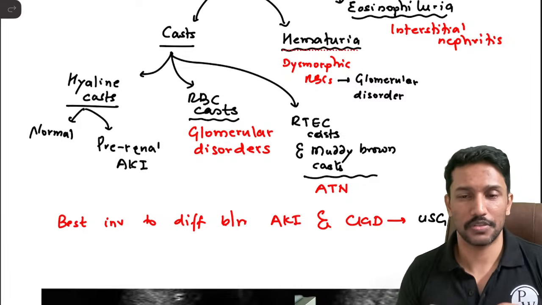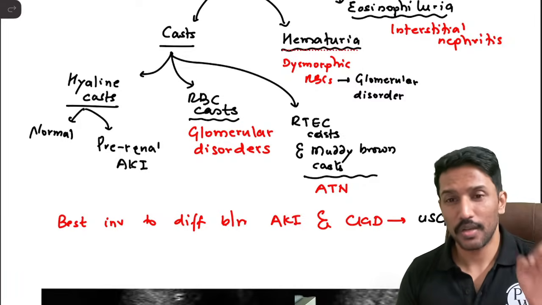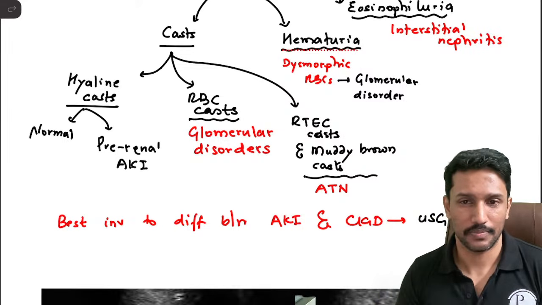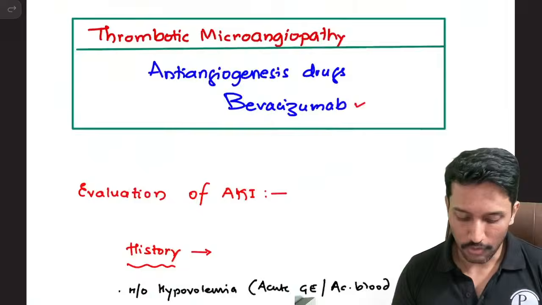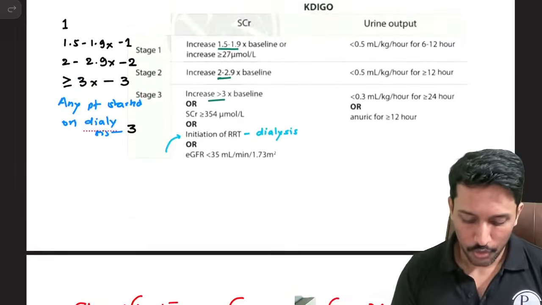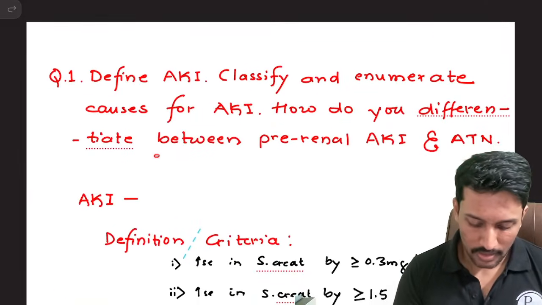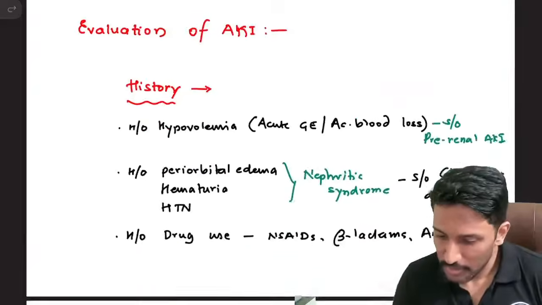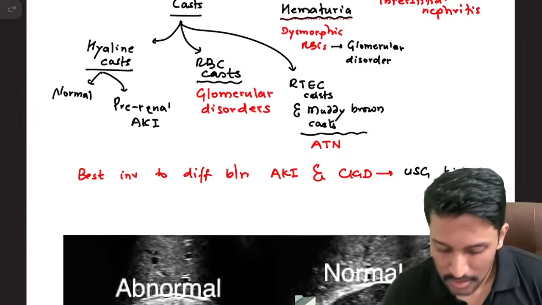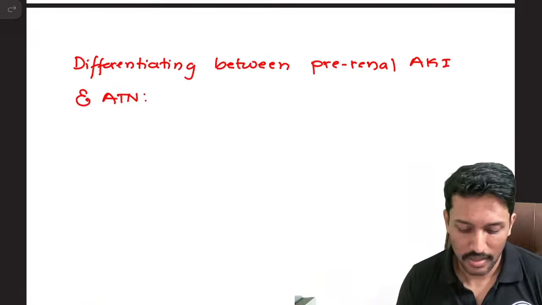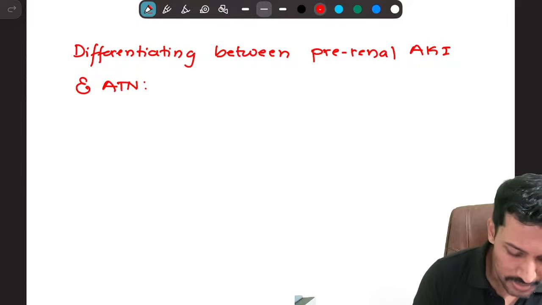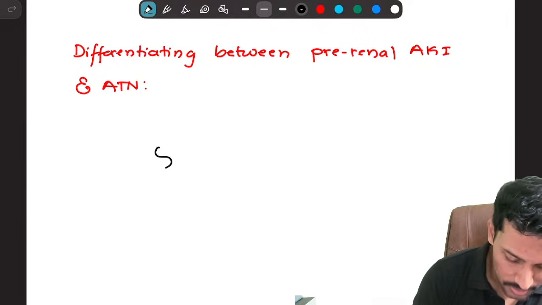So then how will I differentiate whether this patient has prerenal AKI or ATN, or it is prerenal AKI which has led to ATN? Many universities have often asked this question: how do you differentiate between prerenal AKI and acute tubular necrosis? So can anybody tell me what is the most important investigation that helps you to differentiate between prerenal AKI and acute tubular necrosis? Let us try to understand this on a logical ground.